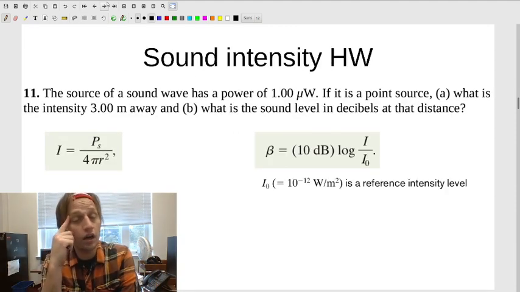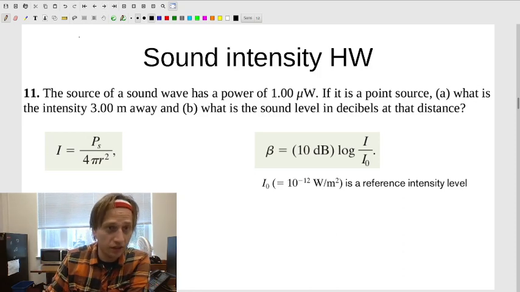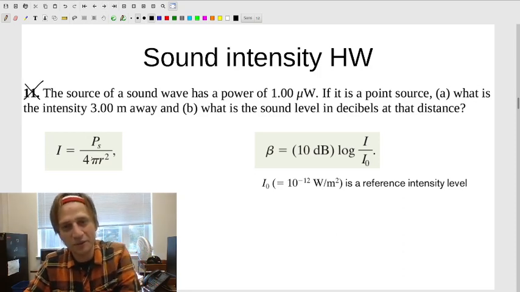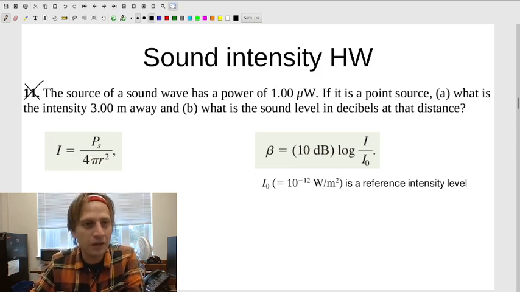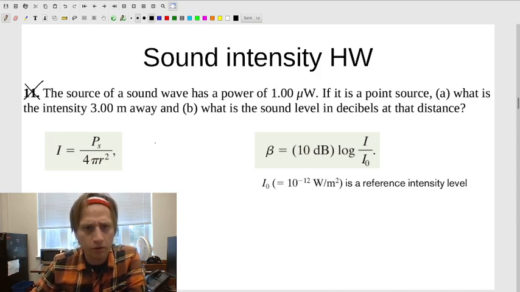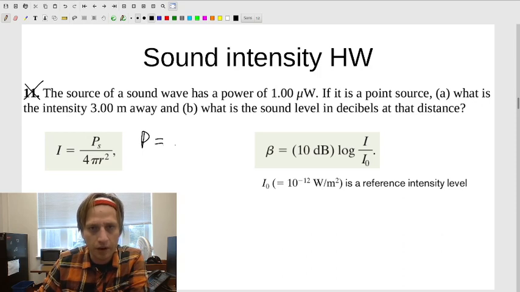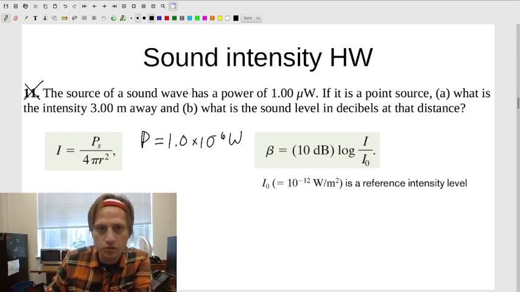Okay, so I've given you a homework problem about this. Ignore the number. Your homework is a little different because, remember, this is a short homework. It's due on Friday. What does it say? It says the source of a sound wave has a power of 1 microwatt. Okay, so power is 1 times 10 to the minus 6 watts. If it is a point source, what is the intensity 3 meters away, and what is the sound level in decibels at that distance?